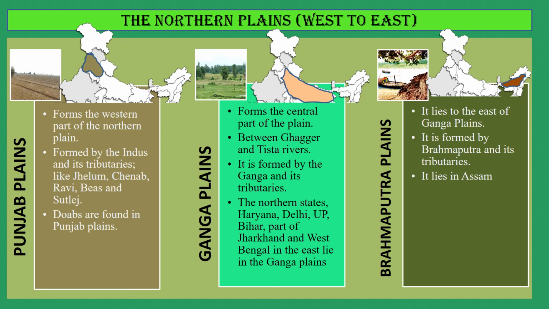The central part of the plain is called as Ganga plain. It is formed by Ganga and its tributaries. The area lies between river Ghaggar and Tista. It is comprised of states like Haryana, Delhi, UP, Bihar, Jharkhand, West Bengal. The third part is the eastern part of the plain, formed by Brahmaputra and its tributaries. Major portion of this plain is located in Assam.